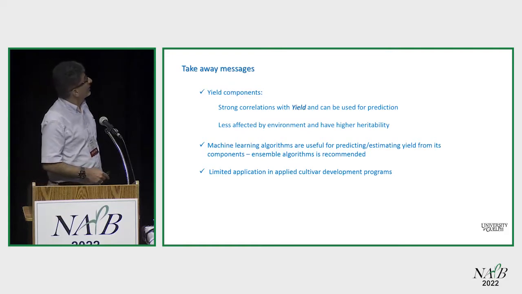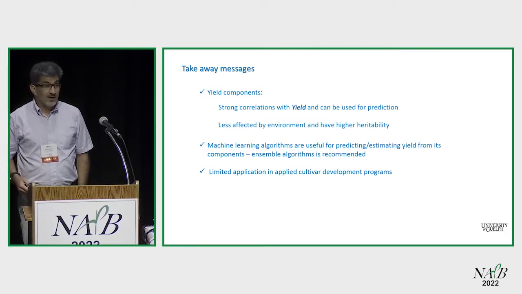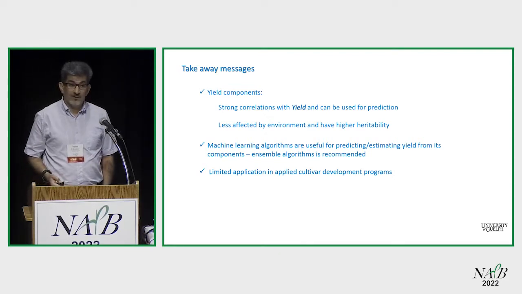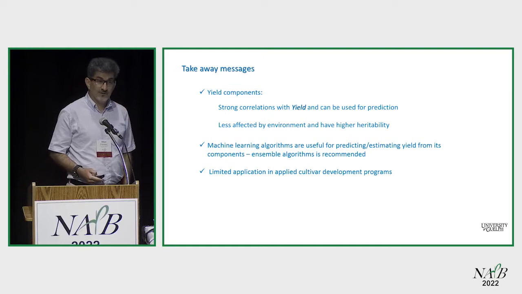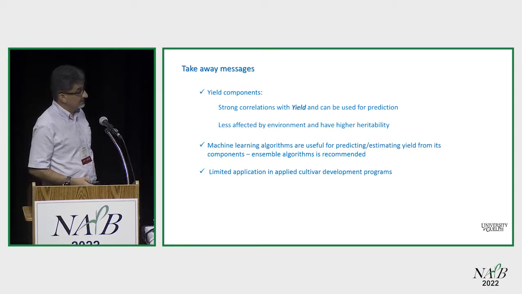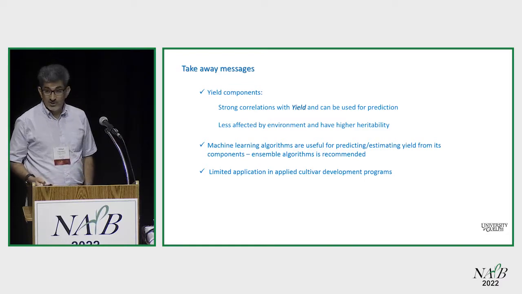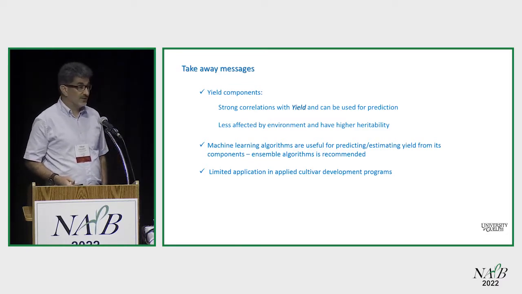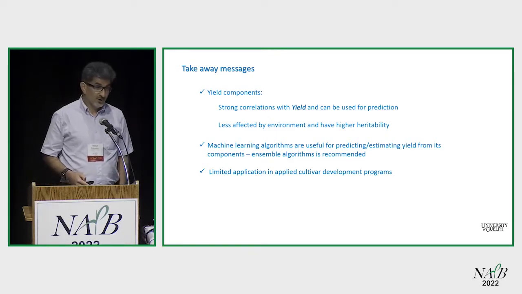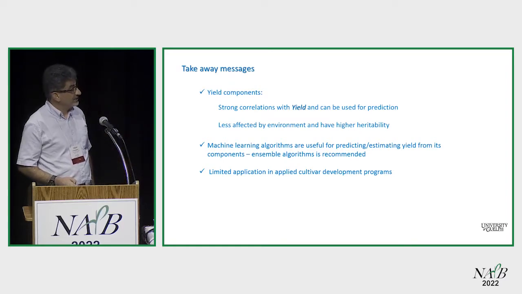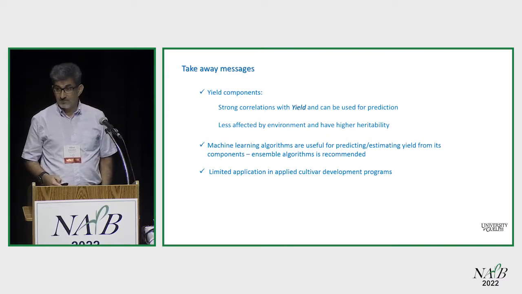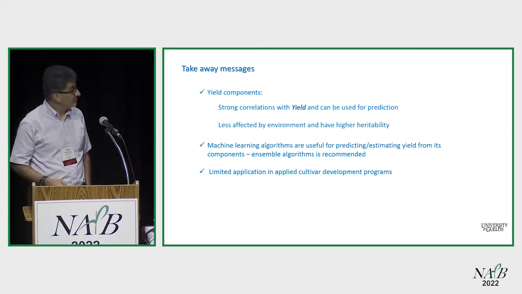The take-away message from the results up to here is that the yield components are strongly related to yield, and they are also more heritable, less variable, and less affected by environment. So they can be used for estimating yield in soybean. Also, machine learning algorithms are successful and useful to predict or estimate yield. And of course, ensemble algorithms are recommended and might perform better.